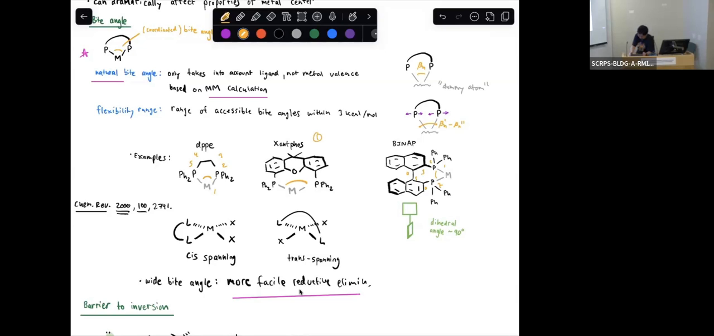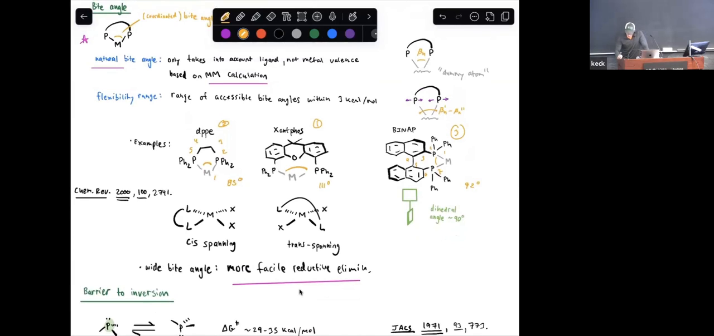Yes. It looks to me like the DPPE is the narrower one. Okay, and let's throw some numbers down. Super, that's it, Soichiro, thank you. So we've got 111 for Xantphos, 92 for BINAP, 85 for DPPE.